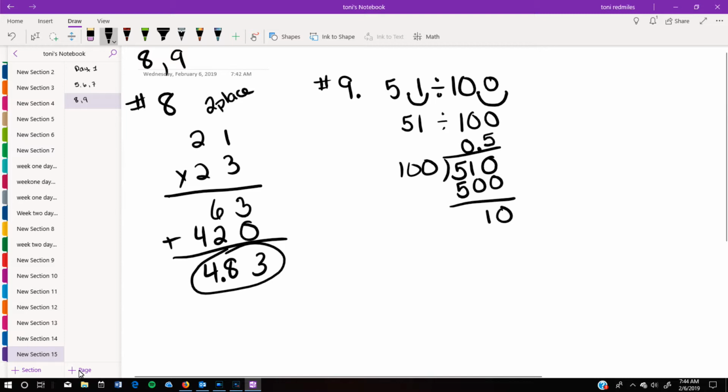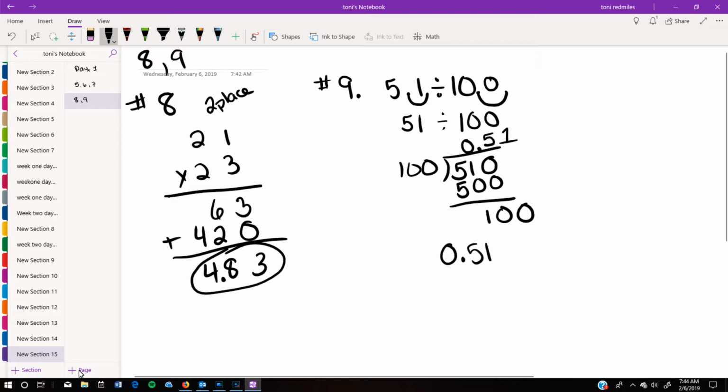Subtract them. I added here, so I have to subtract here because they're opposites of each other. All right, because I have a decimal point in my answer, I can add as many zeros to this problem as I want. 100 can go into 100 1 time. So the answer is 0.51.